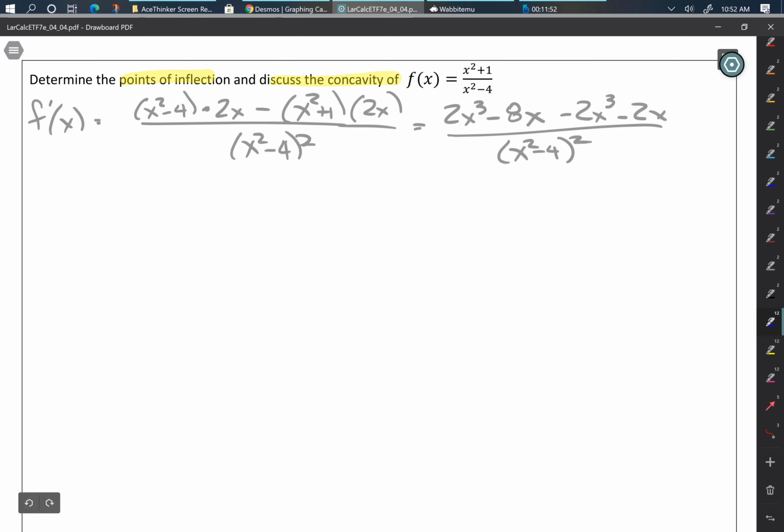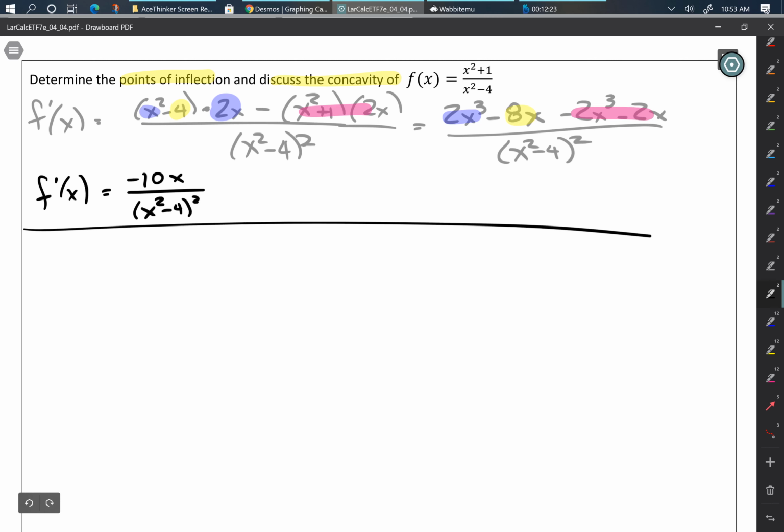All right. So distribute here. That's my 2x cubed. Distribute here. That's my negative 8x. Distributing here, that's going to be these two terms right there. It looks like we have some cancellations that will occur and some combining of like terms. So we're looking at a negative 10x over an x squared minus 4 squared for our first derivative. But we need the second derivative. So now we'll do it again.